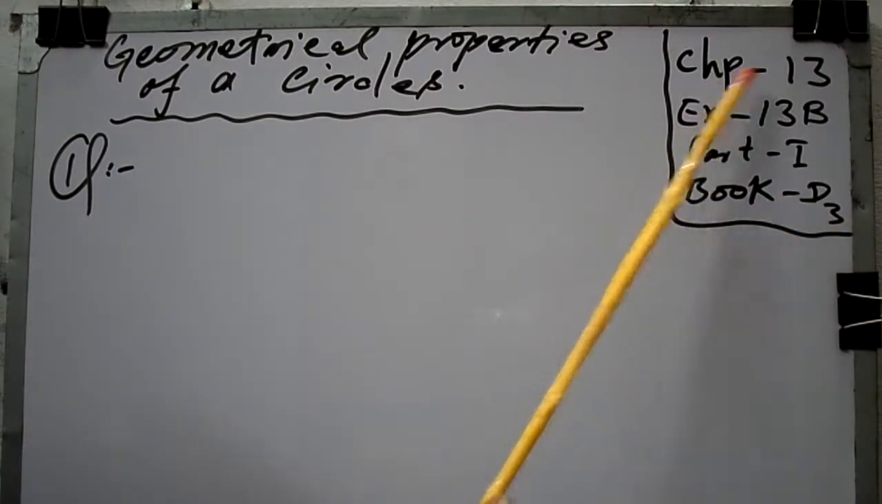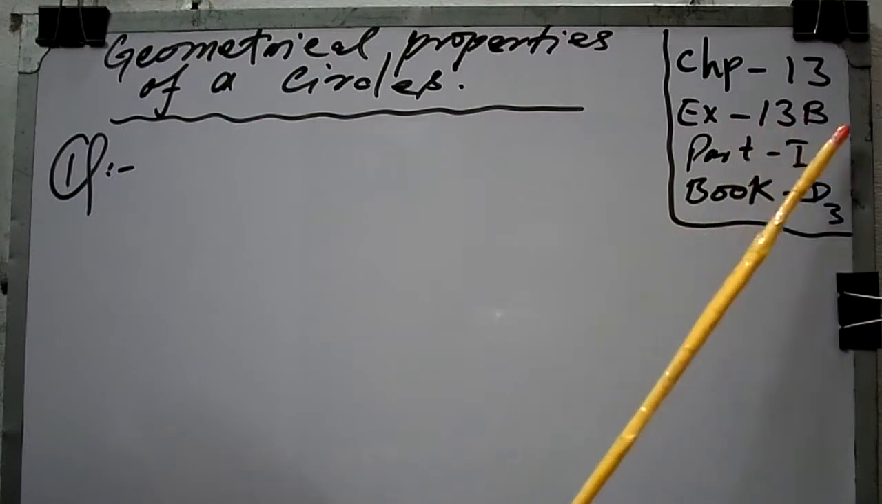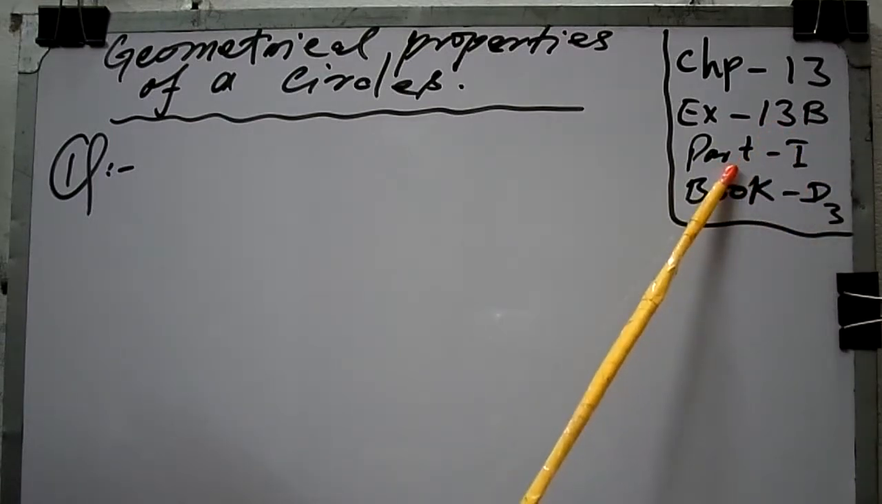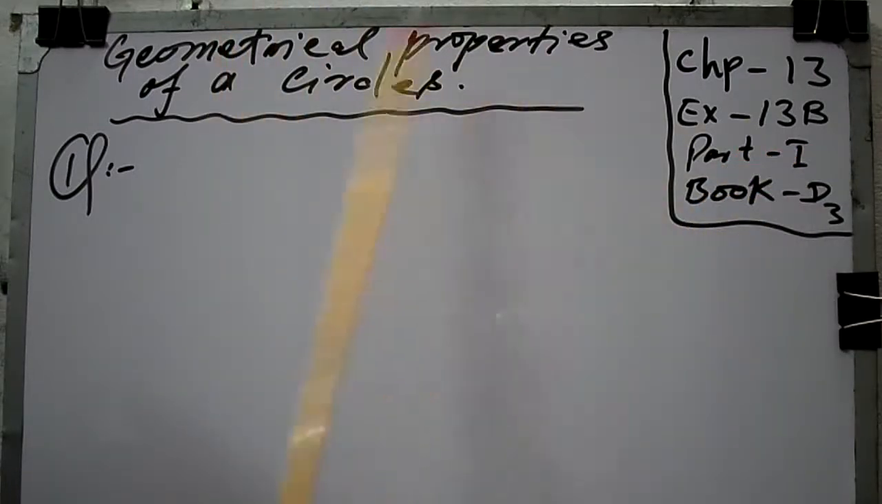Today we will discuss chapter number 13, exercise 13B, book D3. This exercise is divided into two parts. Today we will discuss part number 1, geometrical properties of a circle.